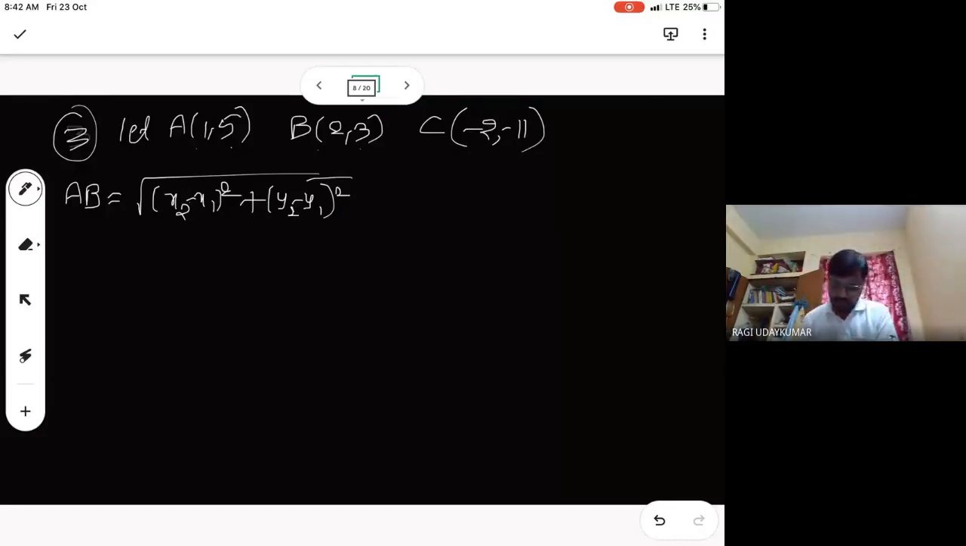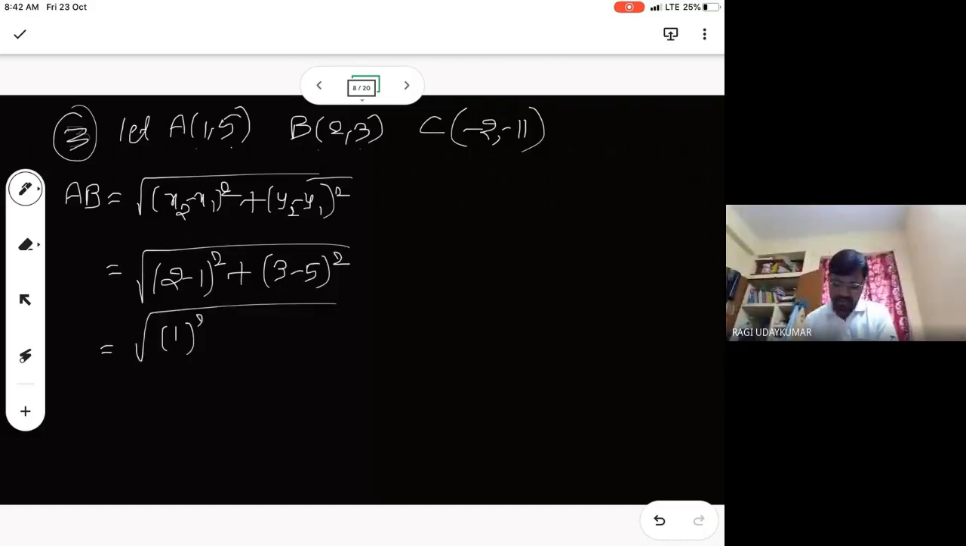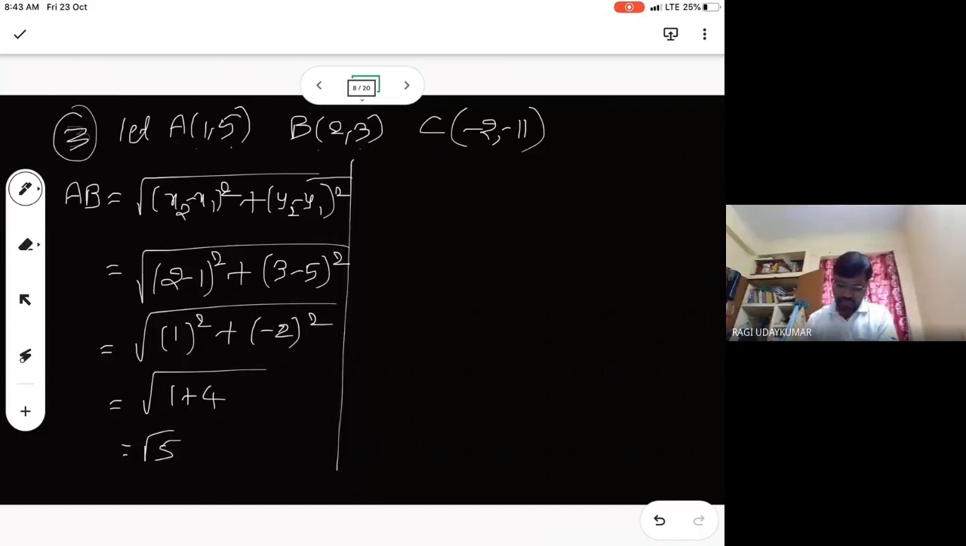Whenever you take it, under root of, x2 is 2, so (2 minus 1) whole square plus (3 minus 5) whole square. That equals the square root of 1 square plus (minus 2) whole square, which is the square root of 1 plus 4, which equals root 5. That is AB.